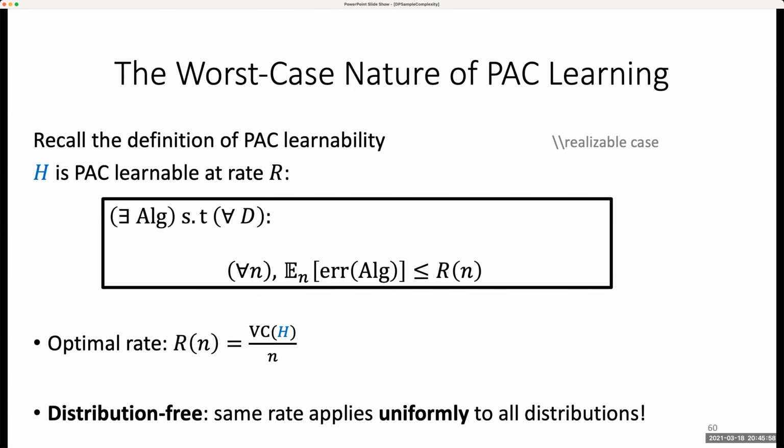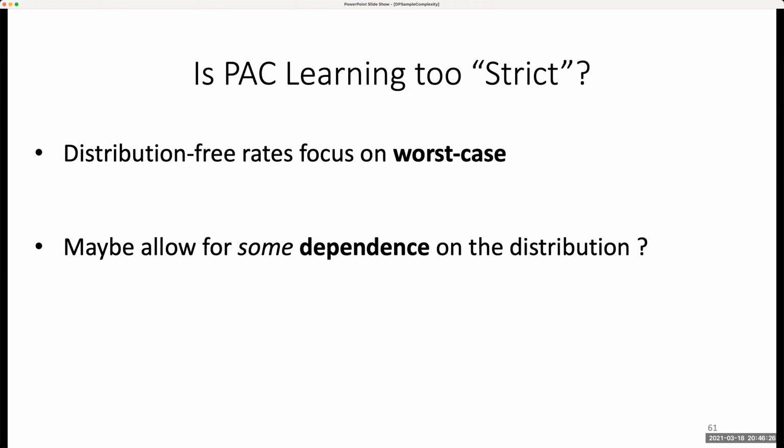We also know that the optimal rate is VC dimension over n for PAC learning. But notice that this bound is distribution free. The same upper bound on the rate applies uniformly to all distributions. So this bound R exists and applies for all realizable distributions simultaneously. It really focuses on the worst case. In practice, we have a fixed distribution and we get more and more samples from it. We don't change the distribution as the sample size changes. So maybe it's more realistic to allow some dependence on the distribution.